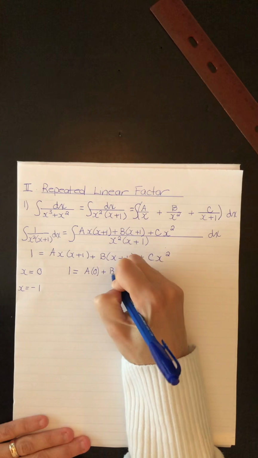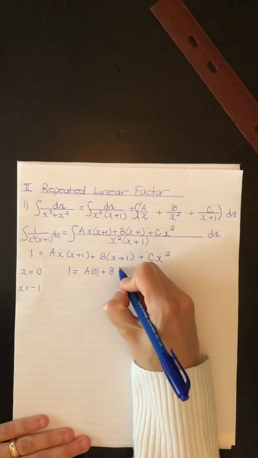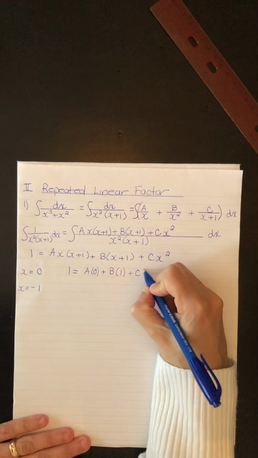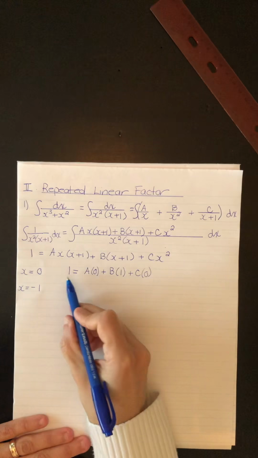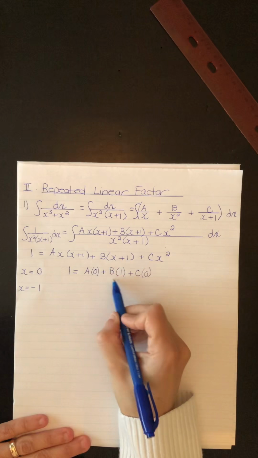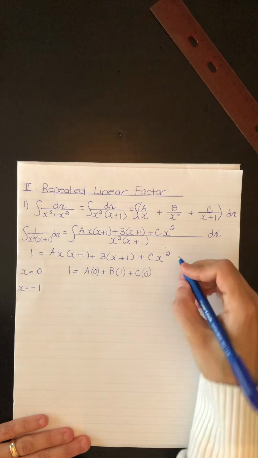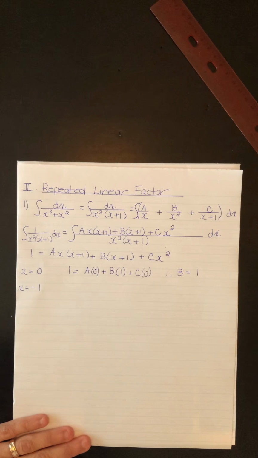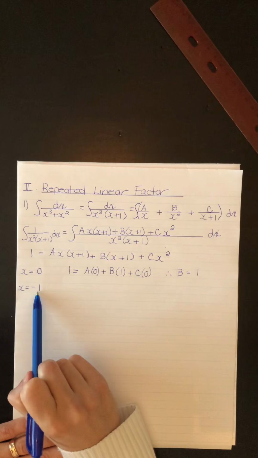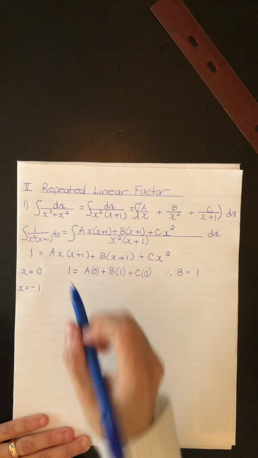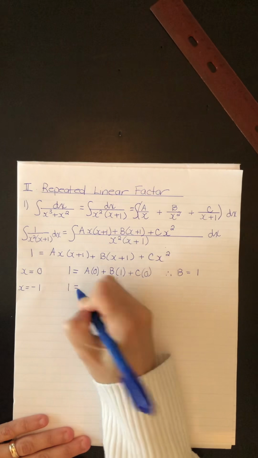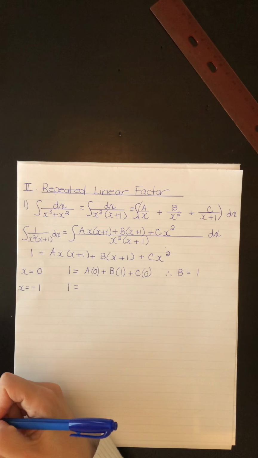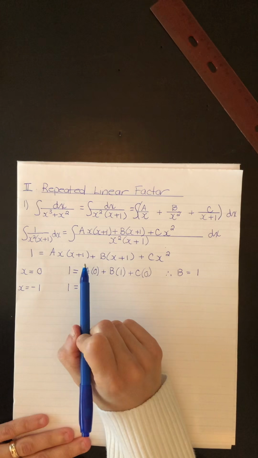Plus b times, so we're substituting 0, so that will be 1. Plus c times 0. So from this equation, we get b times 1 is 1. Therefore, the b value is 1. Substitution of -1. The left side will not change. It stays 1.